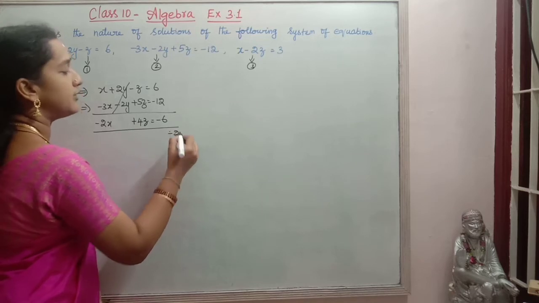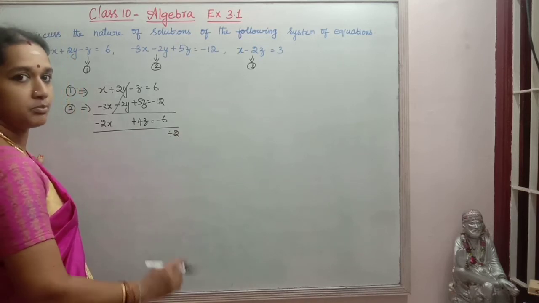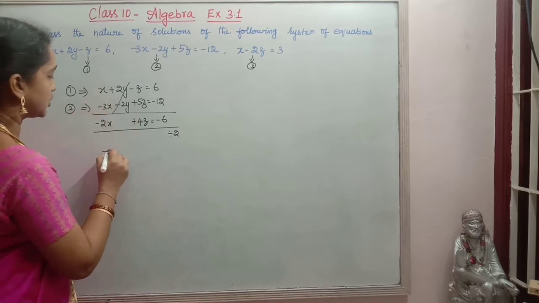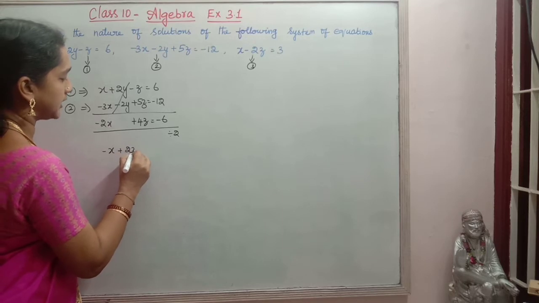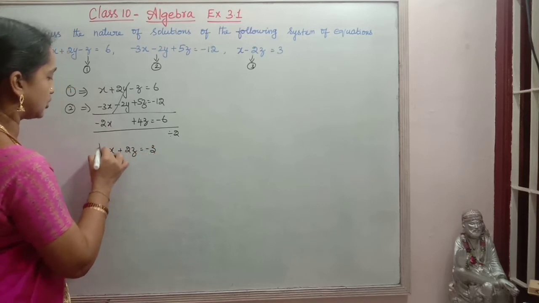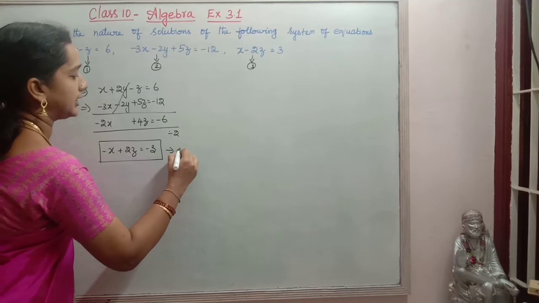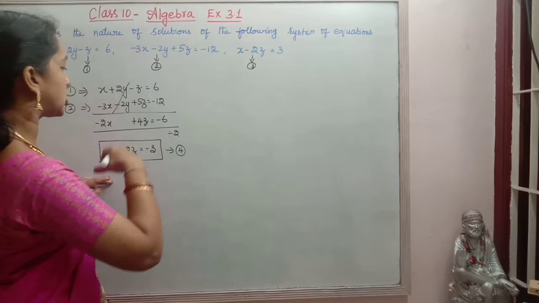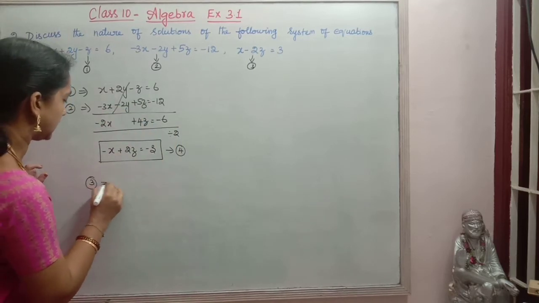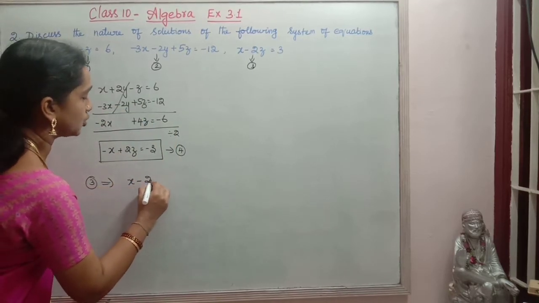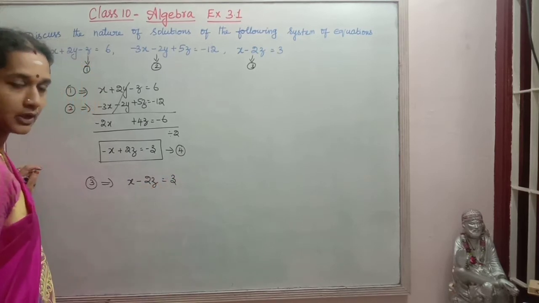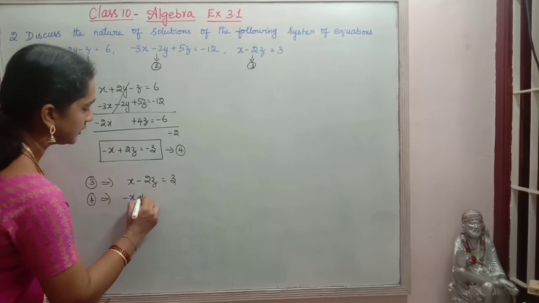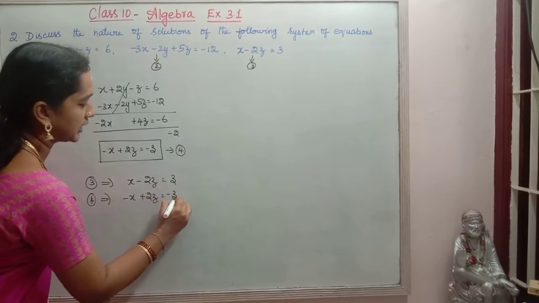So we got an equation with x and z. This one also we will divide by 2, since in all the terms we are having 2 as a factor. So minus x plus 2z is equal to minus 3. We will take this as the fourth equation. Now we will simplify third equation and fourth equation. The third is given as x minus 2z is equal to 3. Then the fourth equation we got is minus x plus 2z is equal to minus 3.